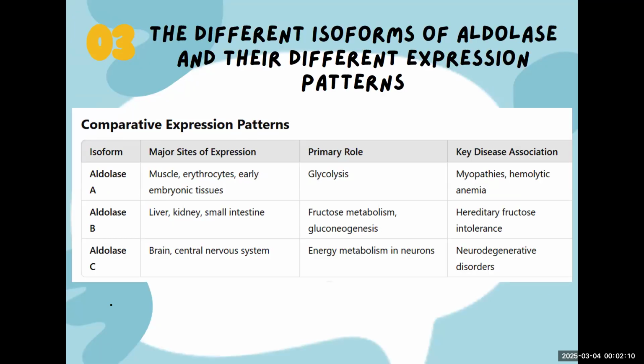The lack of these isoforms can cause different kinds of disease. For example, if we lack aldolase A, we can find hemolytic anemia. If we miss aldolase B, we can find different problems in hepatic function. And for aldolase C, if we miss it in our body, we have neurodegenerative disorder.